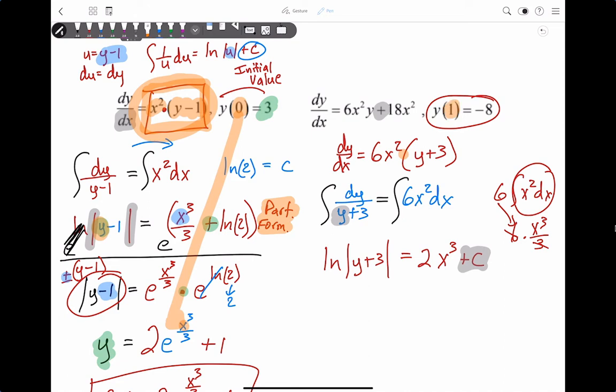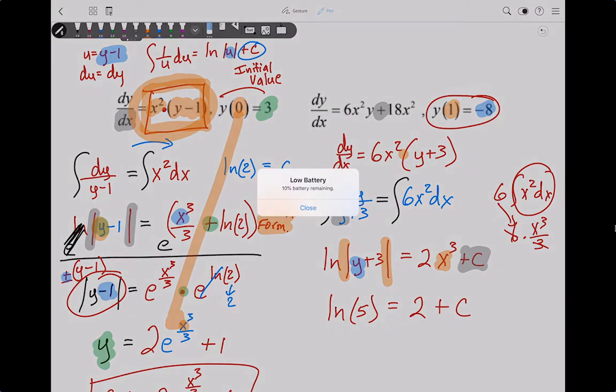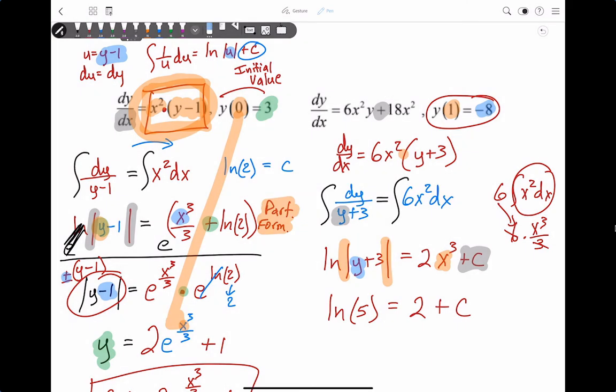So let's plug in 1 here. We'll plug in -8 here. And when I plug in -8 plus 3, I get a -5. But when I take the absolute value of that, I will get a positive 5. Positive 5, that 1 cubed is 1, times 2 is 2. So I have natural log of 5 is equal to 2 plus c. So if I move it over to the left, c is going to be equal to the natural log of 5 minus 2.